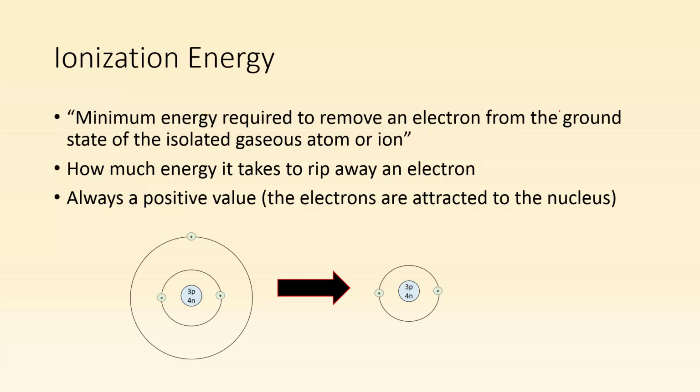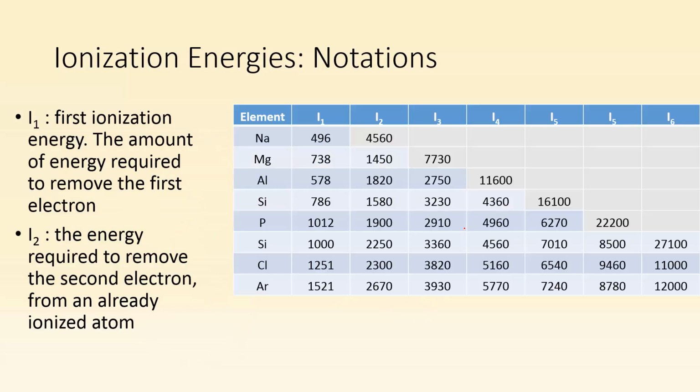All right, so ionization energy, let's talk about what it is. It's the minimum energy required to remove an electron from the ground state of the isolated gaseous atom or ion. Basically, it's just how much energy it takes to rip away an electron. So it's always going to be a positive value because these electrons are negatively charged and the nucleus is positively charged, so they're attracted to each other. If we're trying to rip one away, it's always going to require putting in some energy.